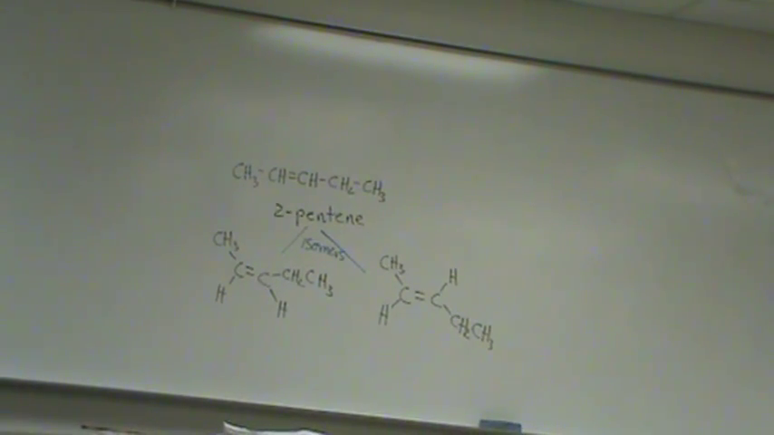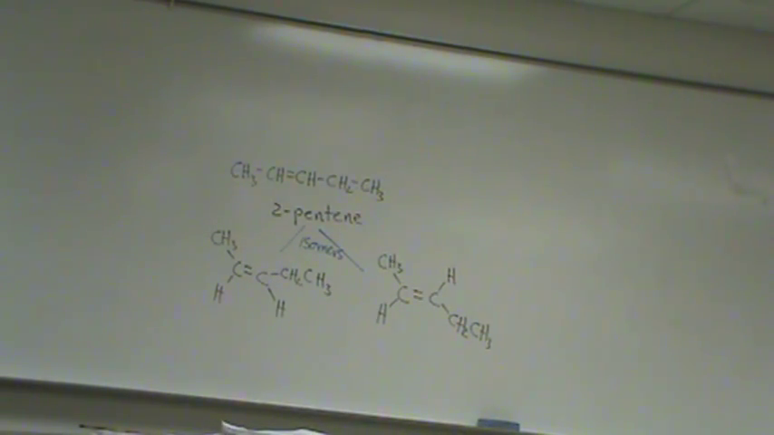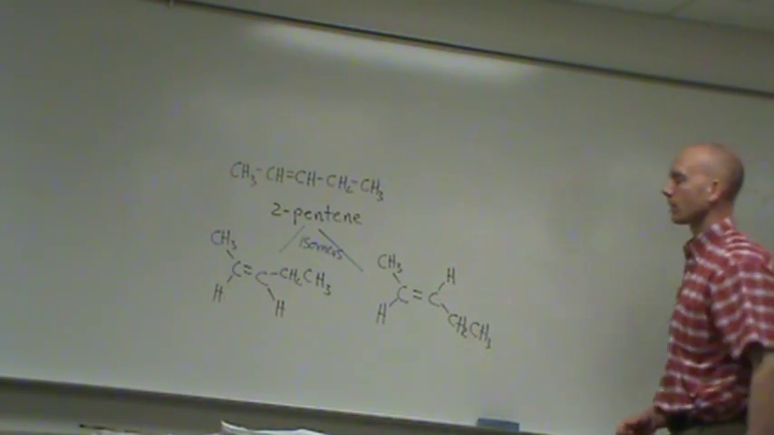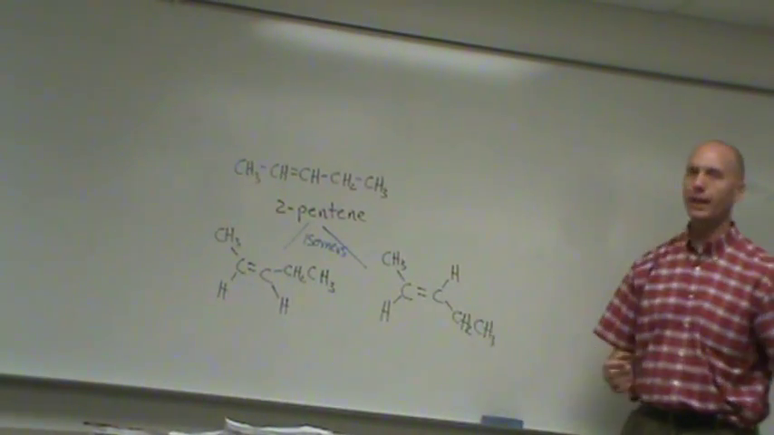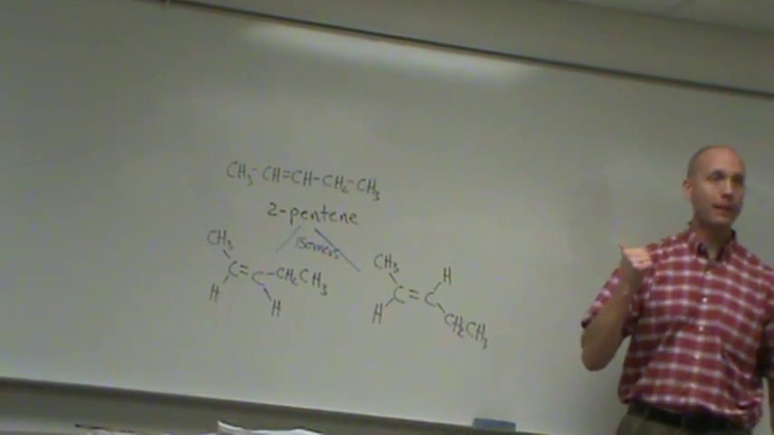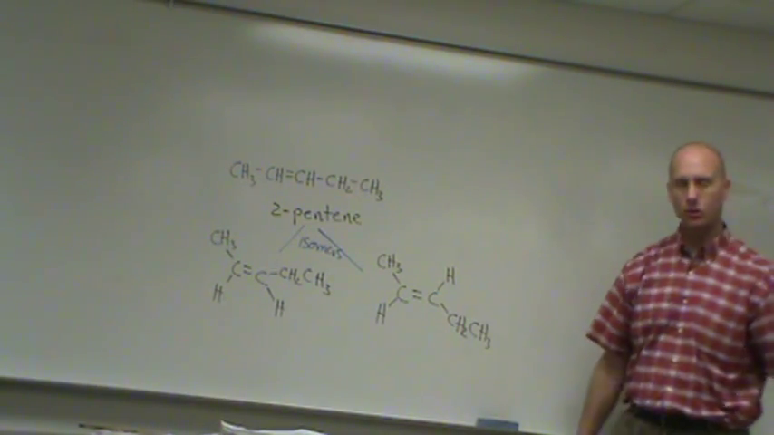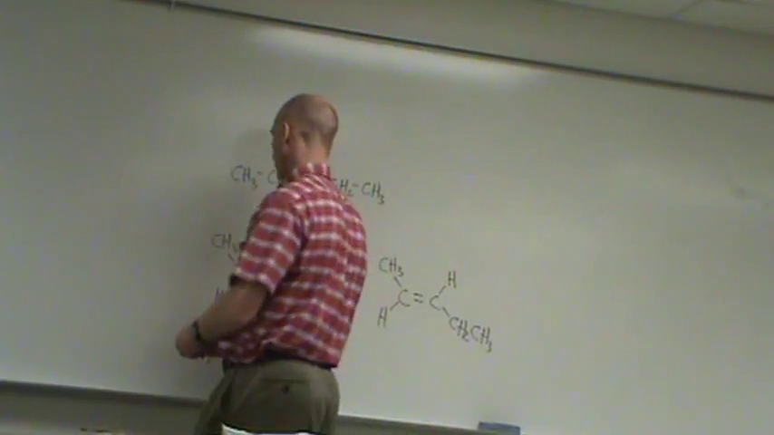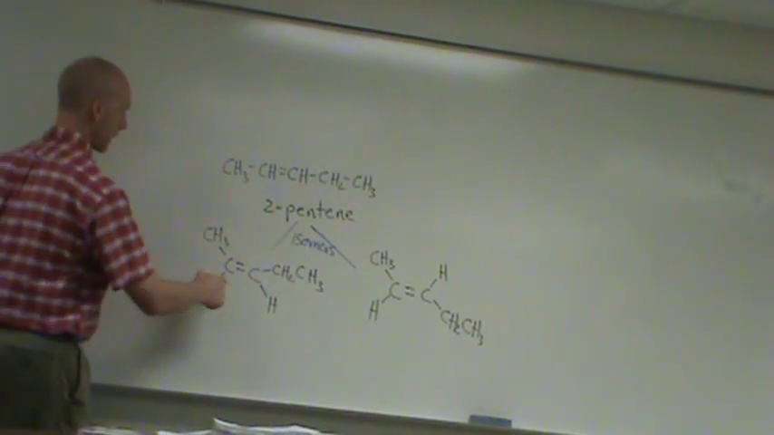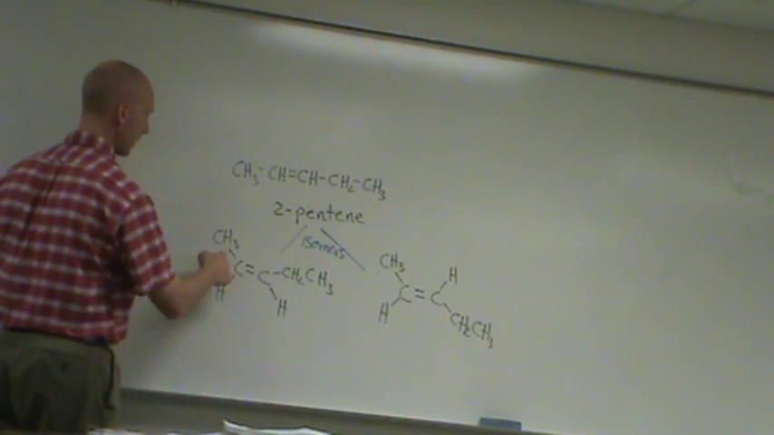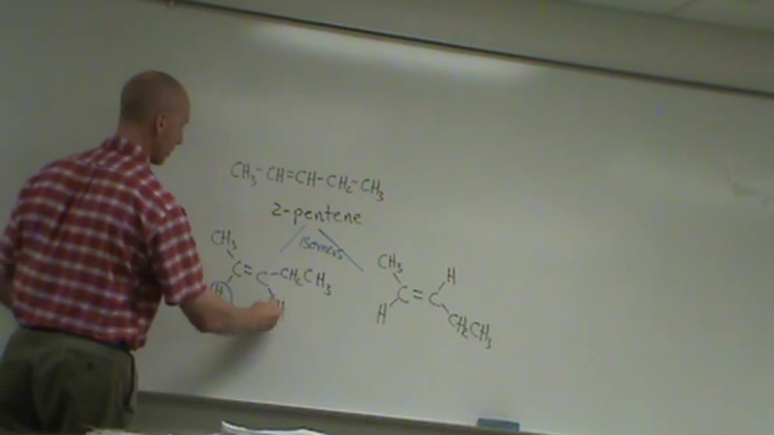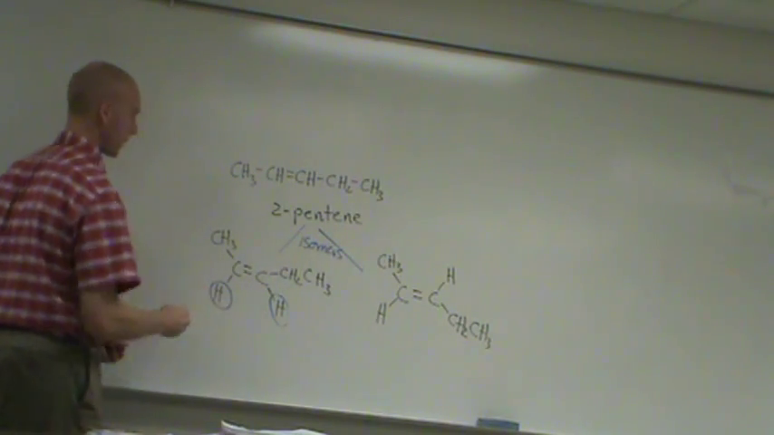Okay, those are 2 different molecules, right? Because you cannot rotate the double bond. So I'm stuck in both cases. Okay? So I have to give a way to name these 2 different molecules. They're both 2-pentene, but how can I tell the difference? Well, I come over here, I go to both carbons of the double bond, I circle the same group that's on both carbons, and in this case, it's a hydrogen.